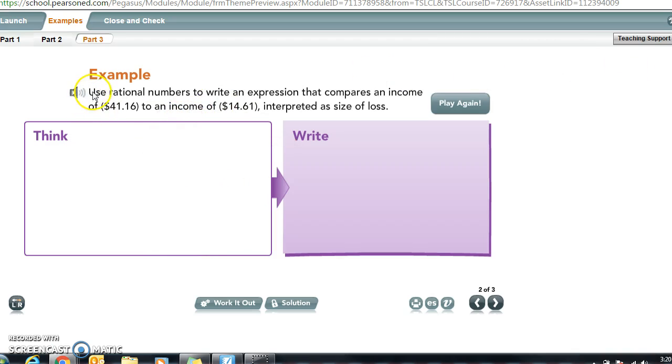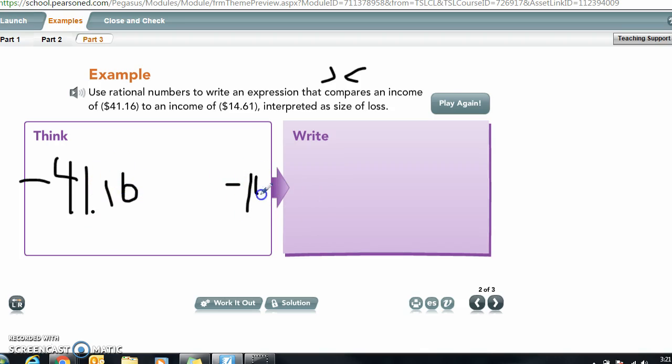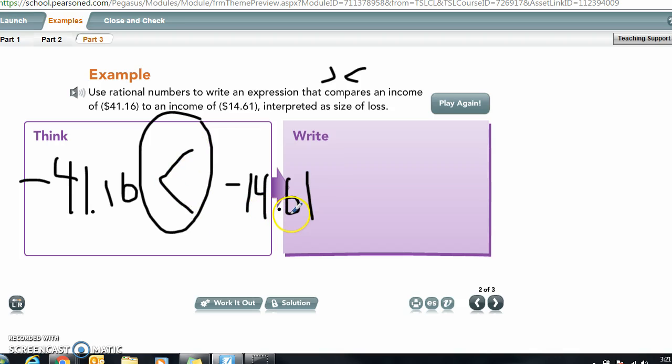So they want us to use rational numbers to write an expression that compares. So compares will mean either greater than or less than an income of $41.16 and $14.61. So remember, an accountant uses these parentheses as negative signs. So what symbol should go inside of here? Well, I know that negative 14.61 is farther on the right on the number line. So my Pac-Man is going to eat the bigger number.